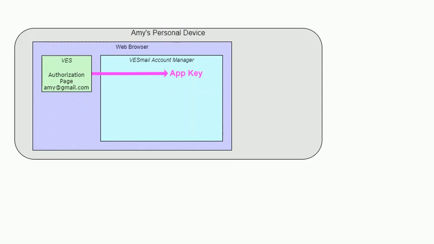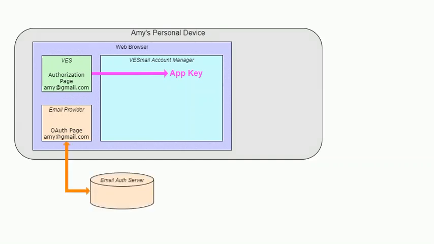Amy then clicks a Connect button in the VESmail Account Manager web page, which opens the OAuth web page for account amy@gmail.com. Upon Amy's confirmation, the OAuth page connects with the OAuth server to validate authorization for account amy@gmail.com and passes the secret token back to the OAuth web page when authorization has been granted.